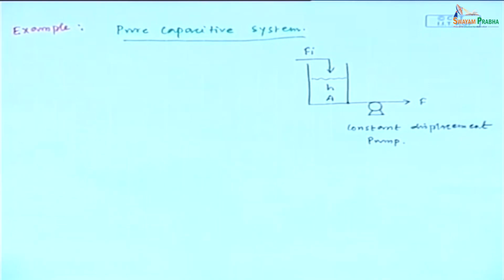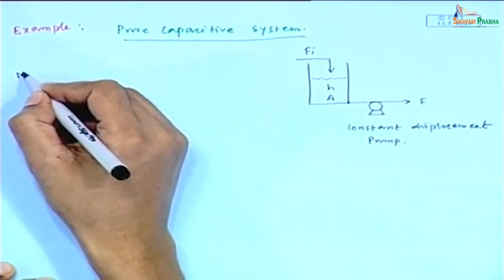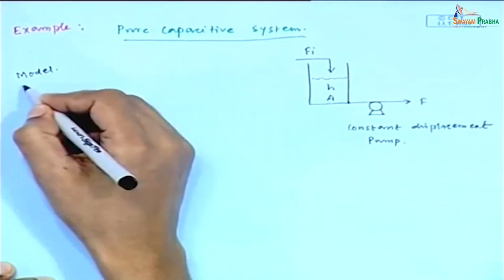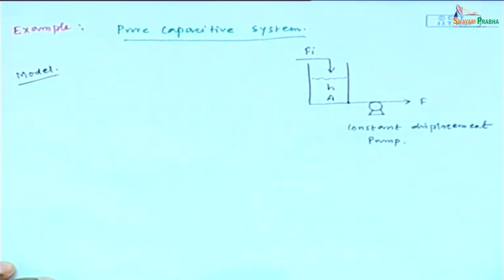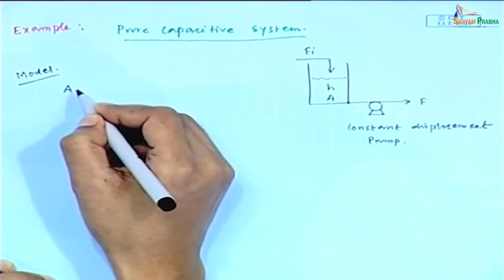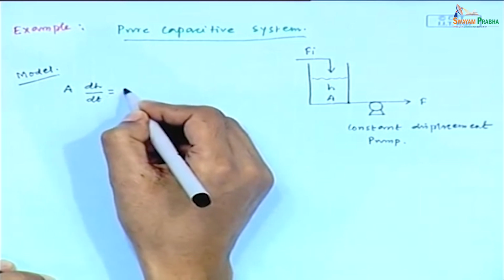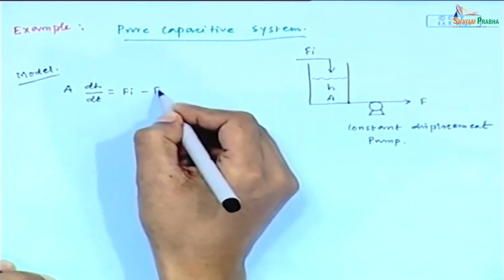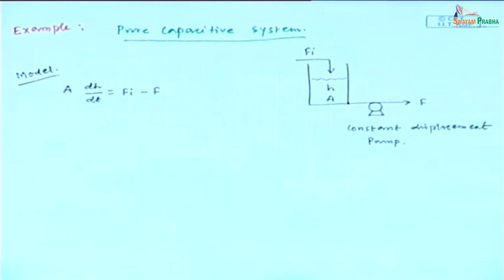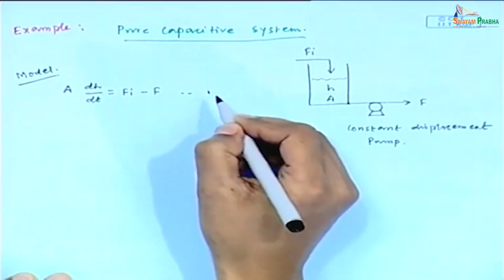Fine. So, we have already considered the model of this system in the previous example, that is A dH/dt equal to Fi minus F. This is the modeling equation for the liquid tank system, and this is the linear equation. So, there is no need of linearization.